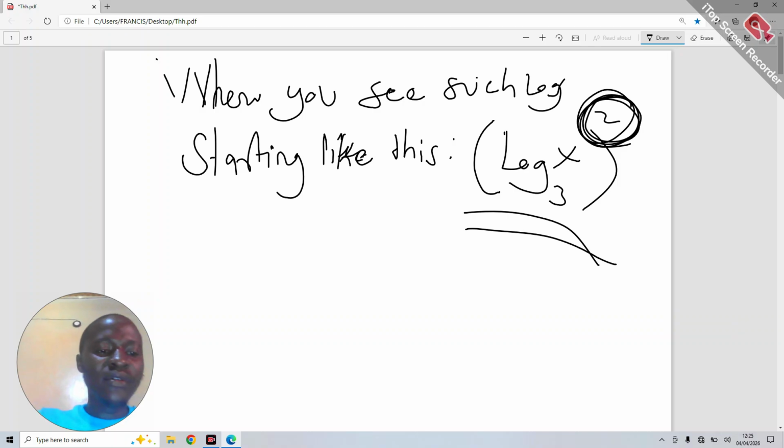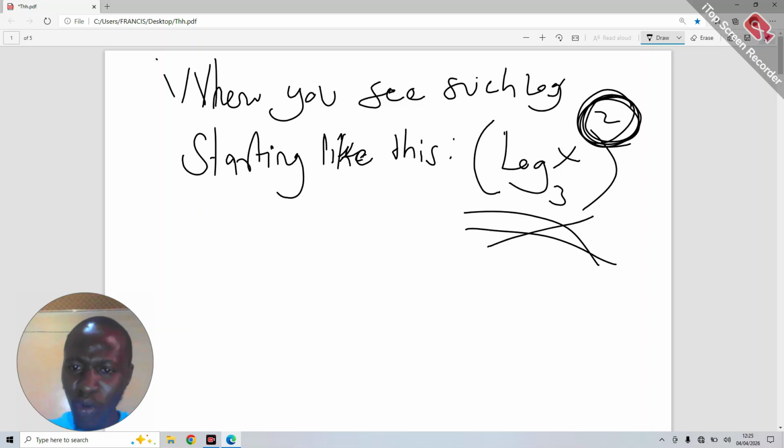I want to assure you, I want to confirm it to you that at last that question must lead you to a quadratic expression. There is no way you can solve a log squared under a bracket like that. I repeat, there is no way you can solve a log squared under a bracket like this example I've given out. You must substitute it with something, okay?